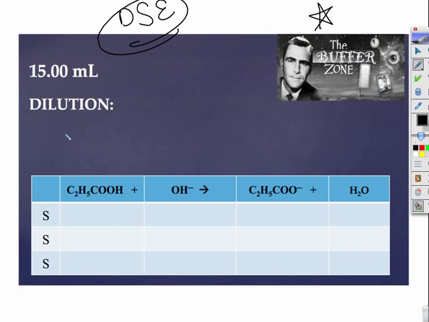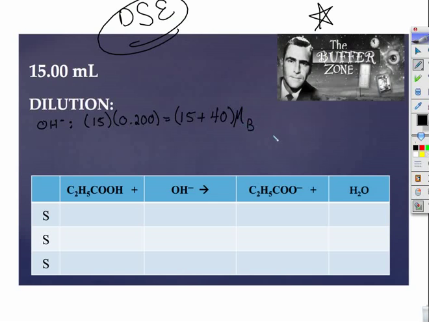DSE. Doc saves everyone. If you'll do the framework, it might take you a little while, but it pays off in the long run. So we have to do our dilution. For our base, we started with 15 milliliters. It was a 0.200 molar solution. We had 15 milliliters of our base, and we added it to 40 milliliters of acid.